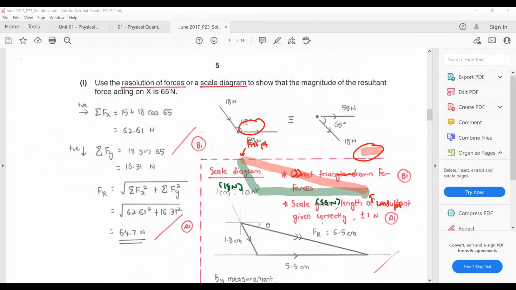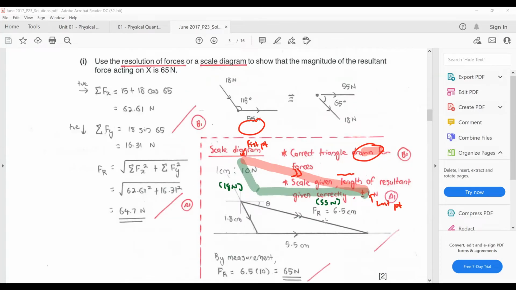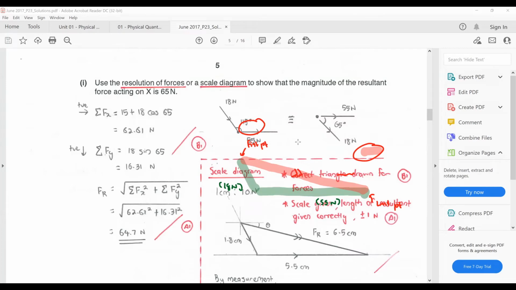Now, if you want to use resolution of forces, do you want to have some time to try it, or should I just go through it with you? You can go through it. Okay, I'll just go through it with you.